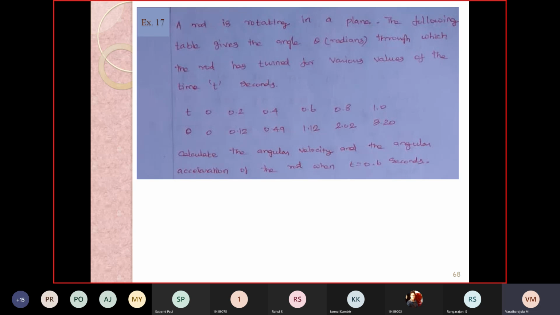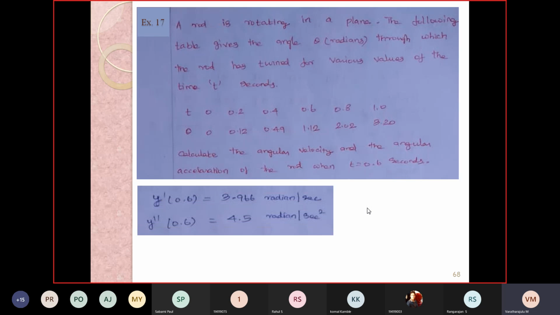The first derivative and second derivative are required in the problem. When t is equal to 0.6, it is very near to the end. Therefore, apply the backward interpolation formula. While solving the above problem, you will get 3.966 radian per second angular velocity and 4.5 radian per second square angular acceleration.